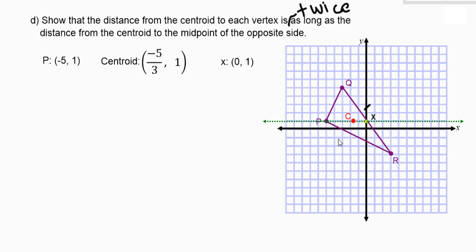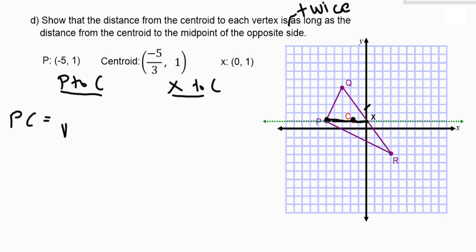So in other words, if we visualize what's going on here, they want me to show that the distance from the vertex, like P, to the centroid is twice as much as the distance from C to X. So we're going to find the distance from P to C, and compare it to the distance from X to C. We're supposed to show that this one is twice as long as this one. So we're going to use the distance formula.